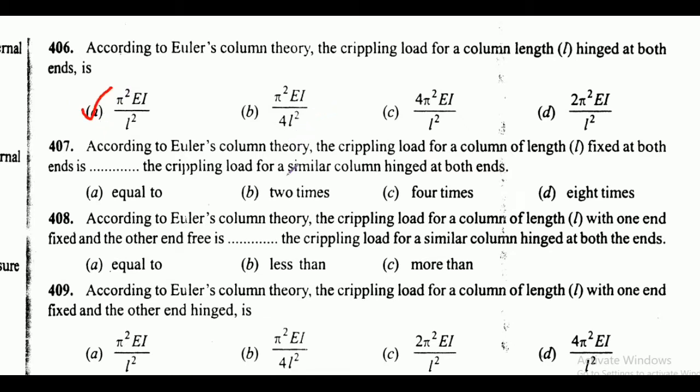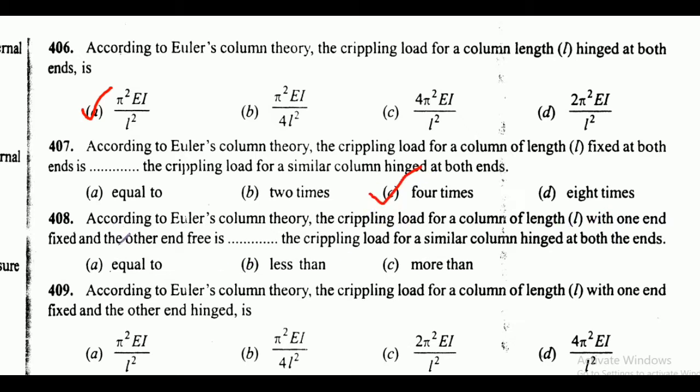Next is, according to Euler's column theory, the crippling load for a column of length L fixed at both ends is dash the crippling load for a similar column hinged at both ends. Options are equal to 2 times, 4 times, 8 times. Here correct answer is option C, that is 4 times.